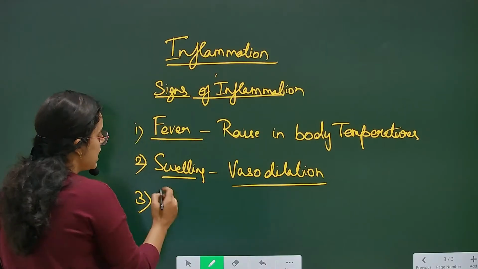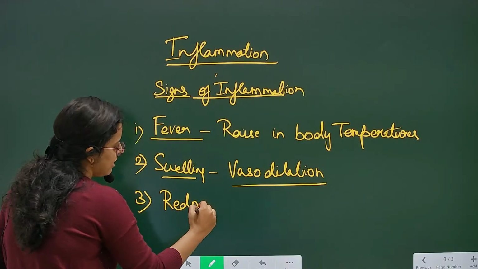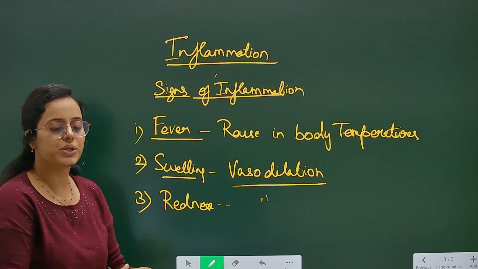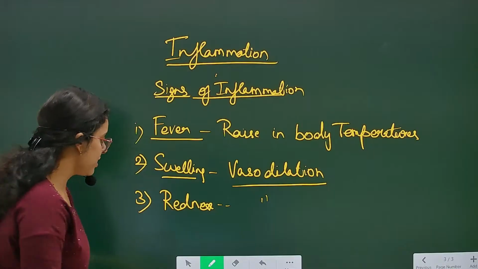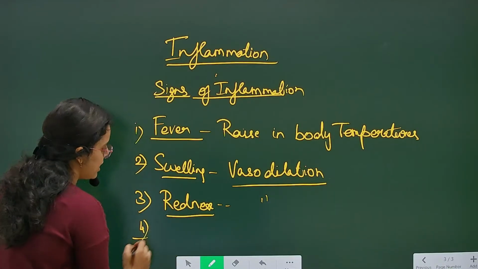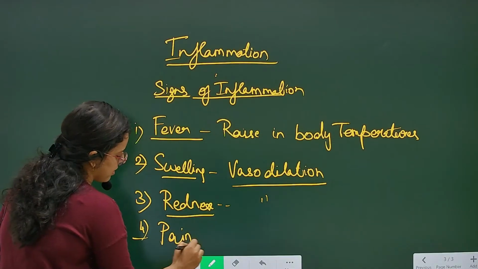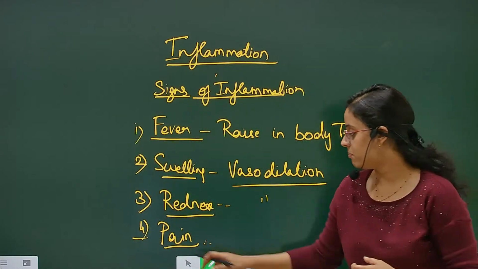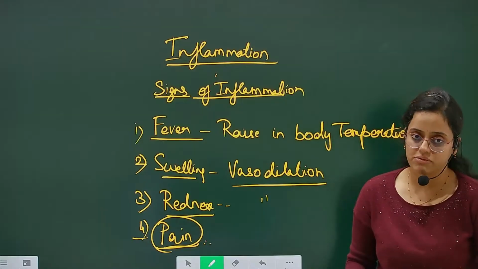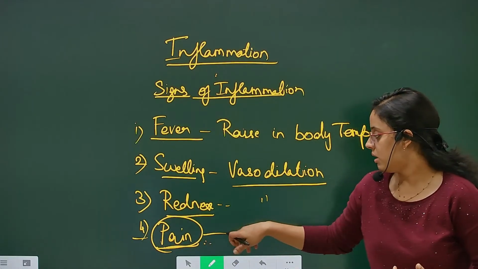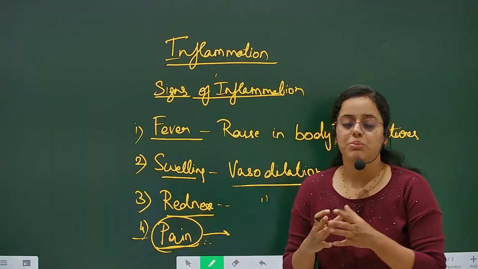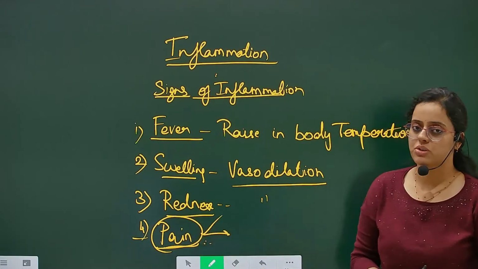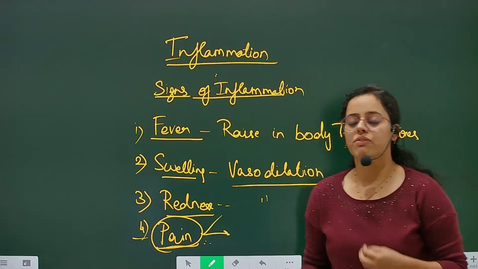Now coming to redness, again this is also because of vasodilation. So because of vasodilation, more amount of blood is reaching to that particular area. That is the reason that area appears to be red in color. Then the fourth sign is pain. Because of the swelling, or because of the damage to the tissue we have pain, because the tissue is having nerve fibers, and the swelling puts pressure on the adjacent tissue. As a result, the pain can be felt, and this pain can be felt because of the nerve fibers. So these are the signs of inflammation.